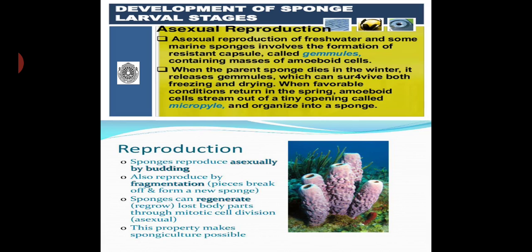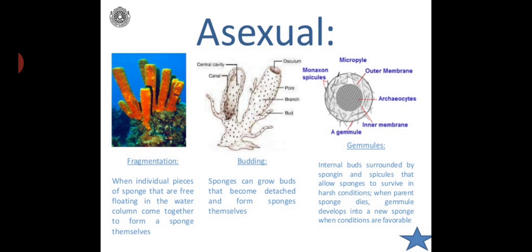So asexual reproduction, particularly the process of regeneration, helps the scientists to undertake research experiments, particularly to grow sponges, what is otherwise called sponge culture. The details of asexual reproduction are shown in this slide. First one is fragmentation, and as you see, individual pieces of sponges that are free floating in the water column come together to form a sponge themselves.